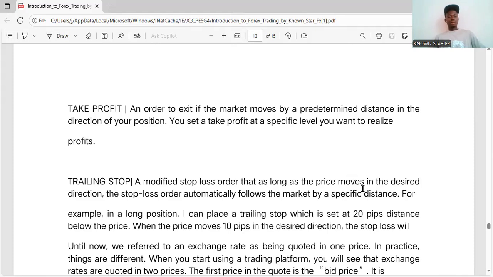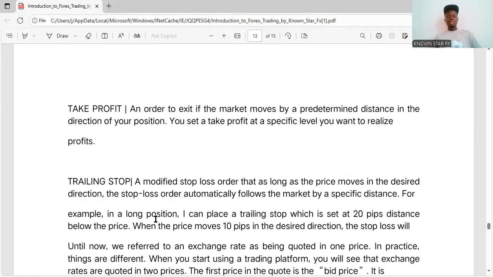I also have another pending order to actually exit a trade. We have the trailing stop. This is a modified stop loss that, as long as the price moves in the desired direction, the stop loss order automatically follows the market by a specific distance. I think this is directly opposite to break even, or more like a break even.